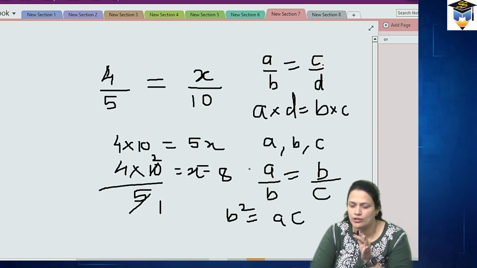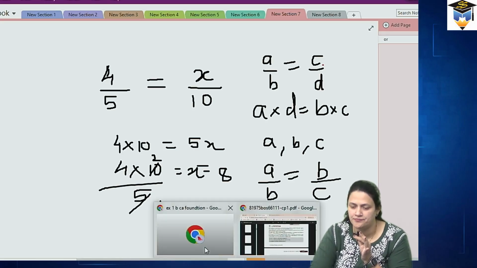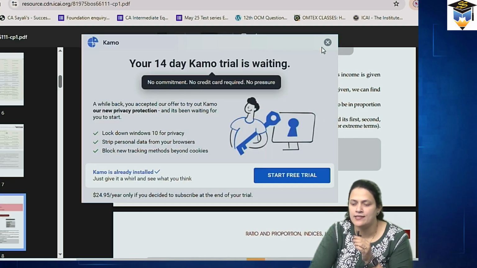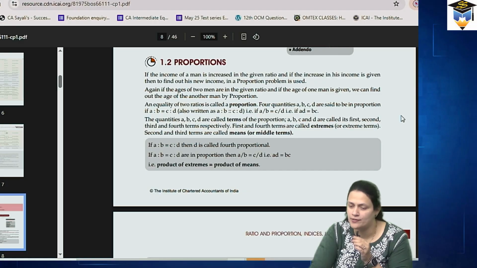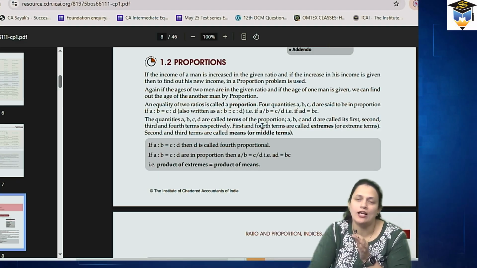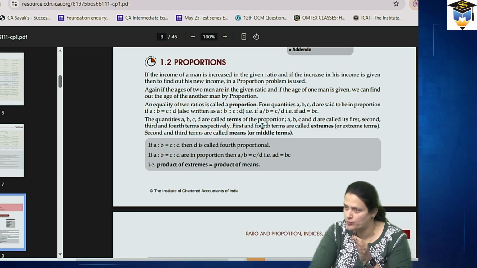Now let us go to the textbook part. See, an equality of two ratios is called a proportion. So if we say A, B, C, D are 4 quantities in proportion, then we can write down that AD is equal to BC. So what are these A, B, C, D called? They are called the terms of the proportion. And the first and the second, third and fourth.